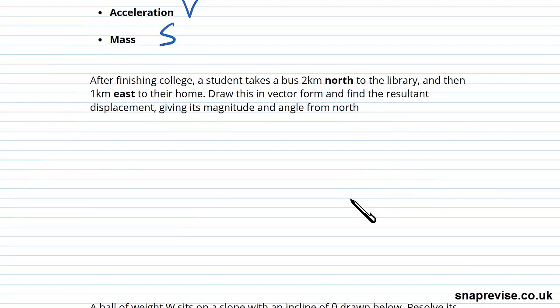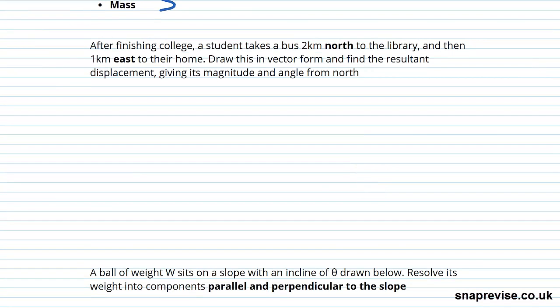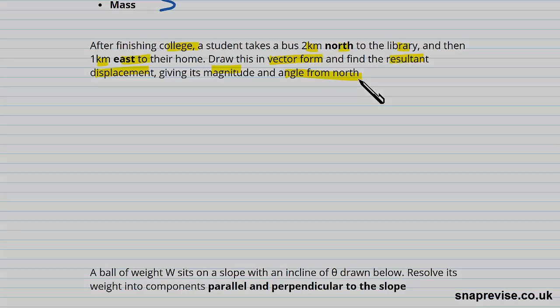So now we're going to be looking at combining vectors mathematically. After finishing college, a student takes a bus 2 kilometers north to the library and then 1 kilometer east to their home. They want us to draw this in vector form, and they want us to find the resultant displacement, giving its magnitude and angle from north.